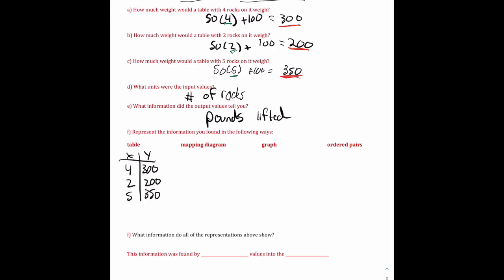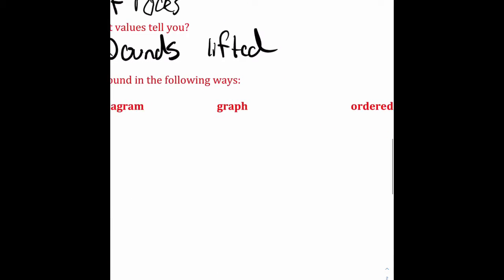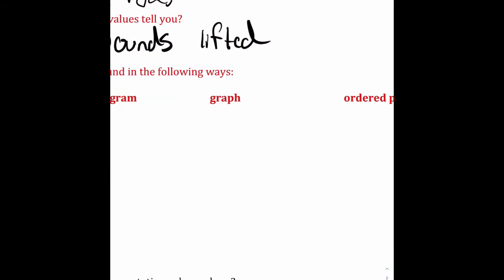We're also going to represent this with a graph. So let's skip over to the graph. This isn't the easiest to do without graph paper, but online learning isn't the easiest either. So we're just going to try our best. So X is going to measure rocks, and the Y is going to measure pounds.